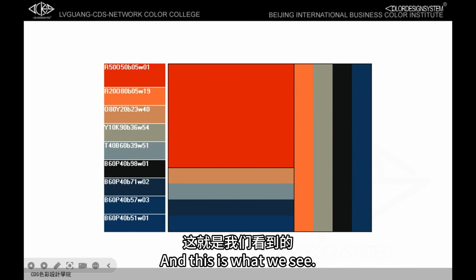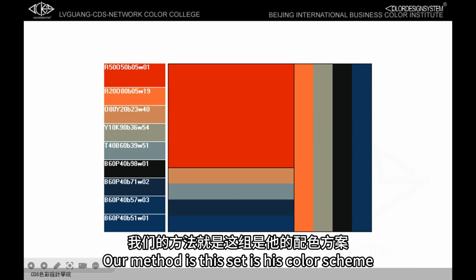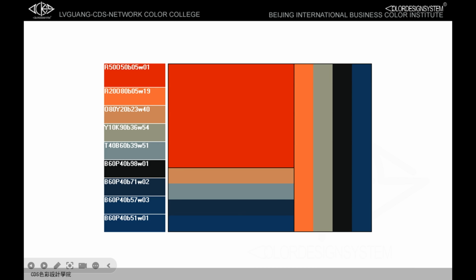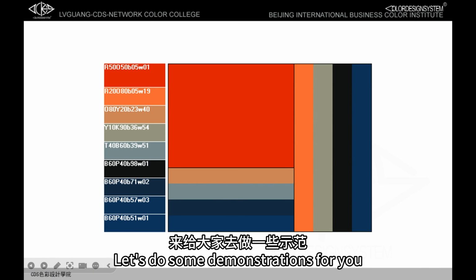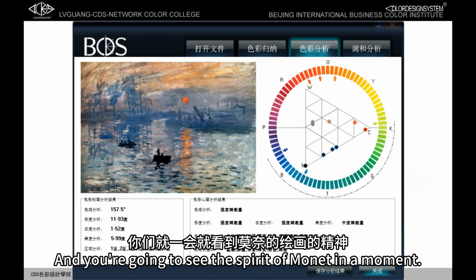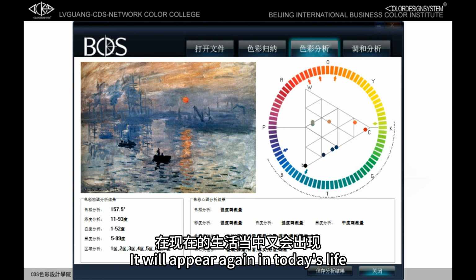And this is what we see: his color scheme. You all know that. Our method is this set is his color scheme area guidelines. We will use this set of colors. Let's do some demonstrations for you. Some cases, and you're going to see the spirit of Monet in a moment. It will appear again in today's life.